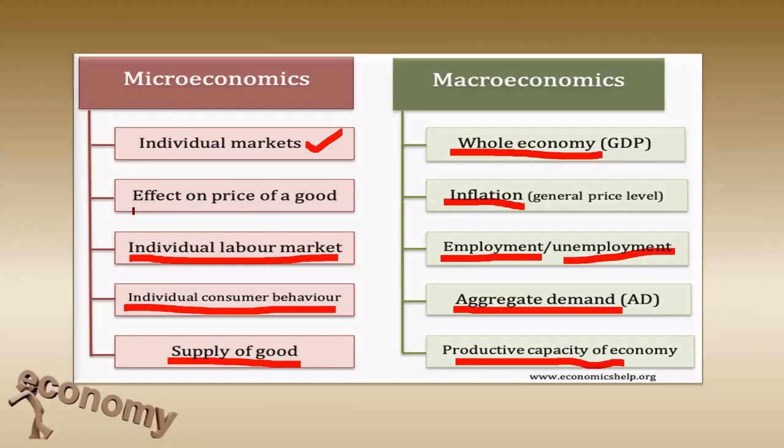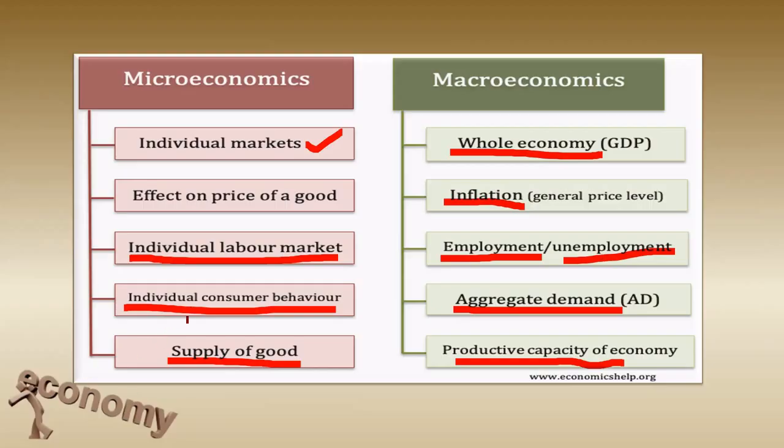Whereas in microeconomics, we are studying the effect on the price of a good, in macroeconomics we study the general price level, how prices are increasing in any economy, and what are the solutions by which we can solve this problem. In the microeconomic approach, we look at the individual labor market, whereas in the macroeconomic approach, we look at how employment opportunities are prevailing in any economy and how the unemployment problem is rising.